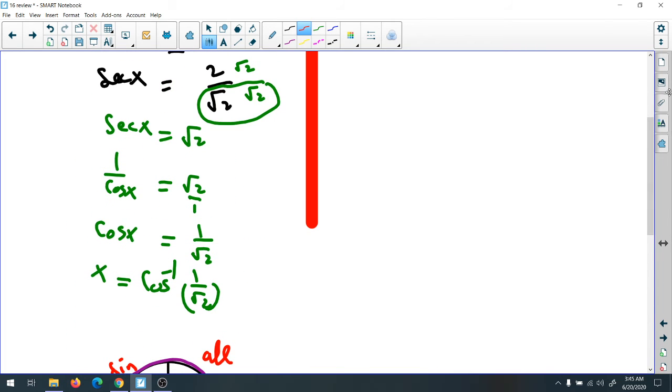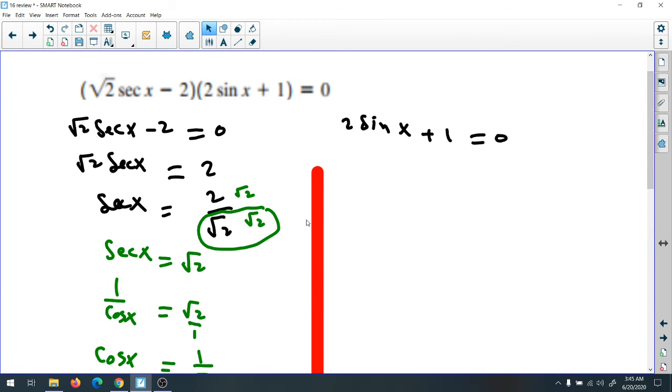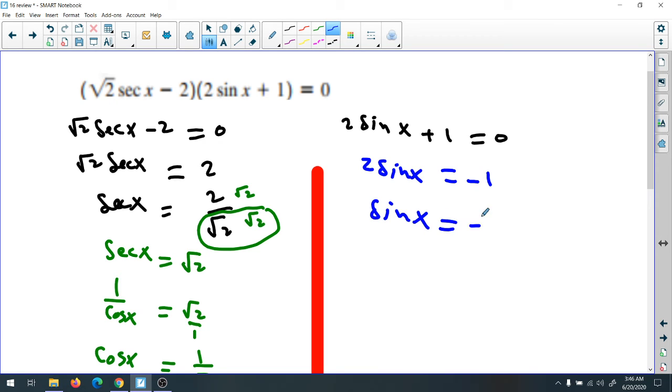The second section we have is 2 sine x plus 1. We subtract 1, so it will be 2 sine x equals negative 1. Then we divide by 2, then sine x equals negative 1/2.